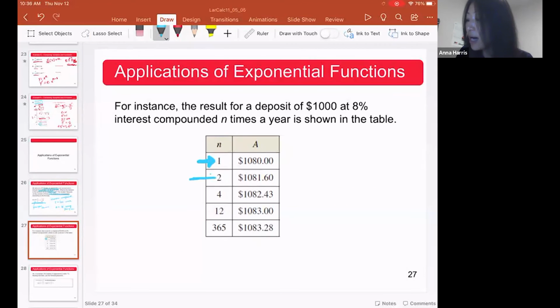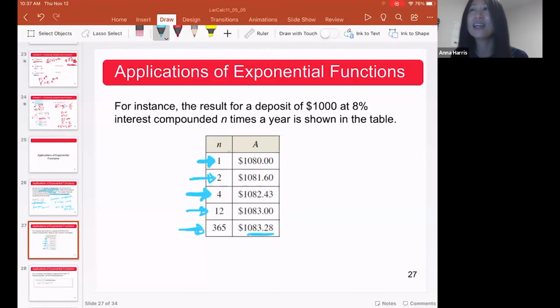If you compound twice a year, look at this, you get $81.60. If you compound 4 times a year, you get $82.43. If you do 12 times a year, which means every month your interest compounds, you get $83. Look at this. If your bank compounds every day, you get $83.28. So my question: do you think your bank will compound every day or once a year, and why?